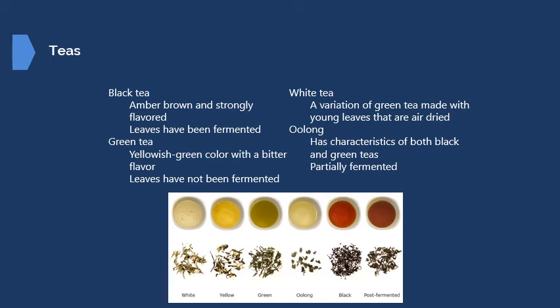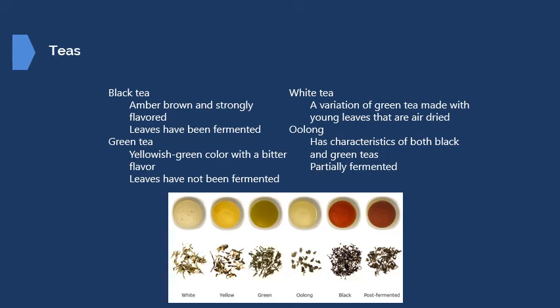Oolong tea has the characteristics of both the black and green teas, and it's partially fermented. So from less fermentation or no fermentation with the white tea, the young leaves, to a little bit older leaves that have the chlorophyll in it for the green tea, the oolong sits in between there, and then the black tea is on the other end.